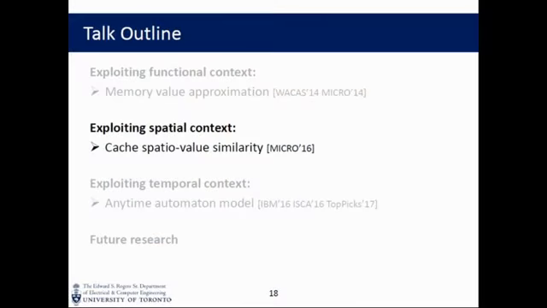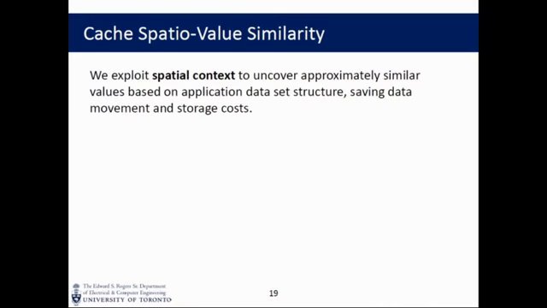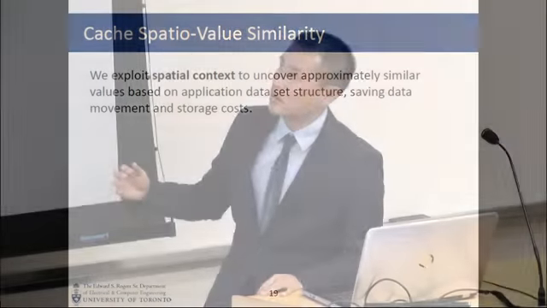So the next part, I'll be discussing cache spatial value similarity. Here we exploit spatial context to uncover approximately similar values, and we do this by exploiting the dataset structure in order to save data movement and storage costs. So again, we'll start by highlighting the problem.